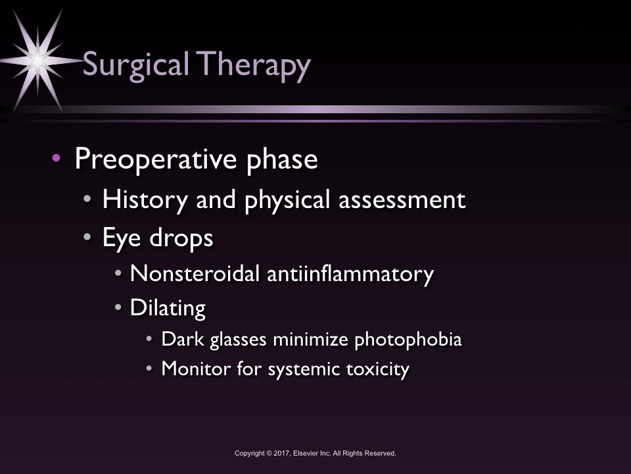One type of drug that's used for dilation is mydriatic, which is an alpha adrenergic agonist that produces pupillary dilation by contracting the iris dilator muscle. Another type of drug is a cycloplegic, which is an anticholinergic agent, and that produces paralysis of the accommodation muscles by blocking the effect of acetylcholine on the ciliary body muscles.